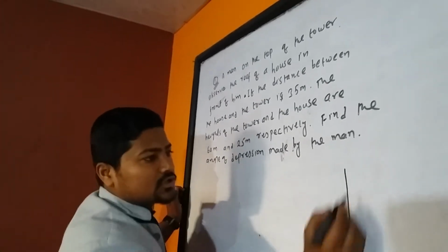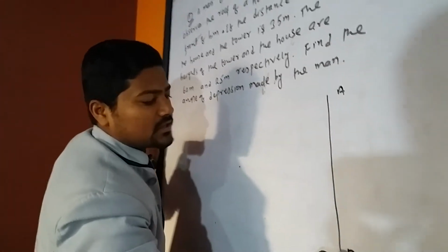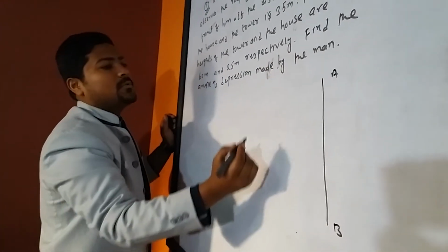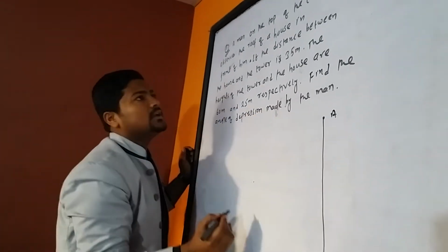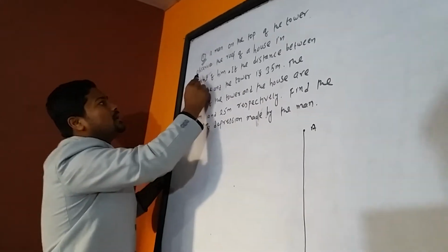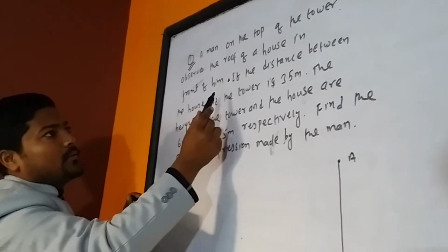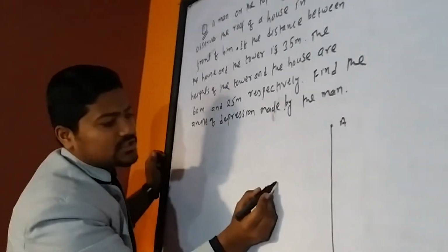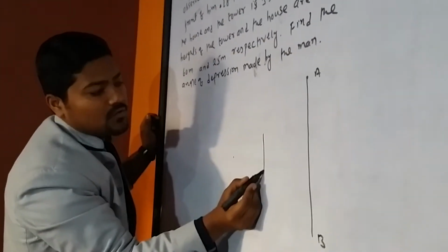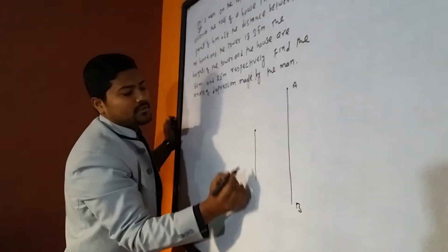This is the tower. Suppose that AB is a tower and a man is on the top of the tower and observes the roof of the house in front of him. Suppose that this is the house and this is the roof of the house.